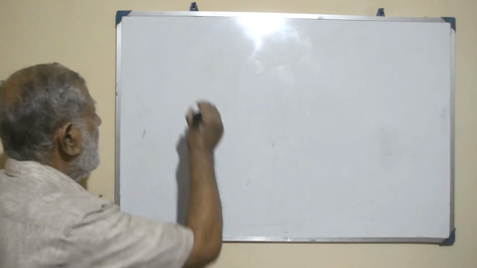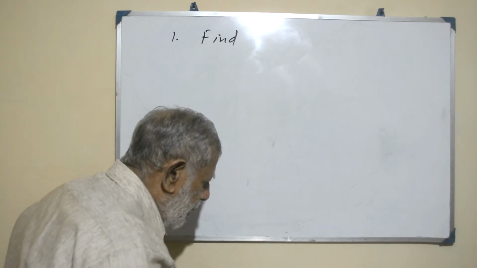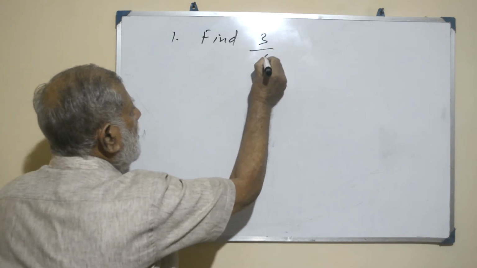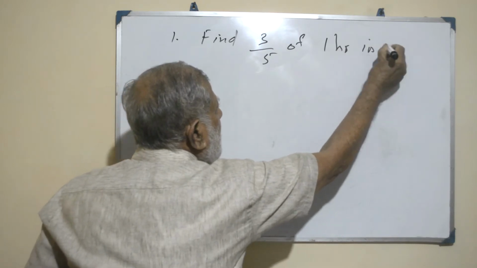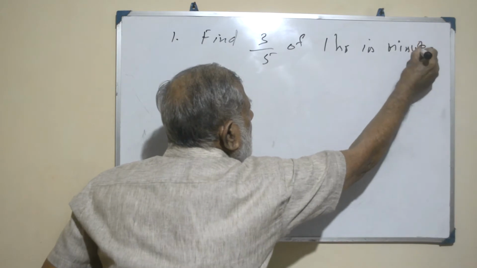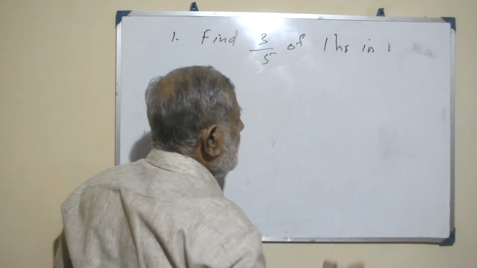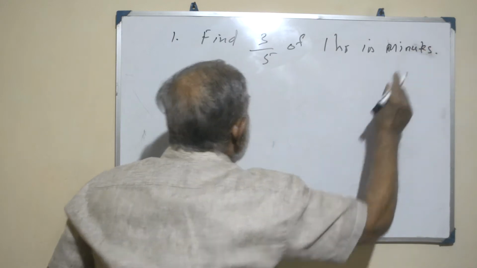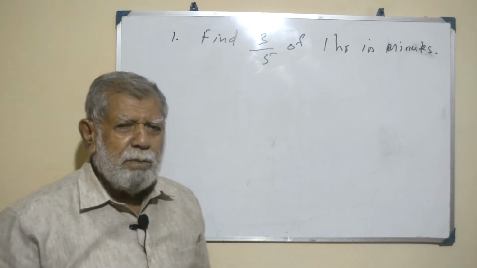First one, find three-fifths of 1 hour in minutes. Now you have to find 3/5 of 1 hour in minutes. Now children, you must know a lot of tables, you have to learn.